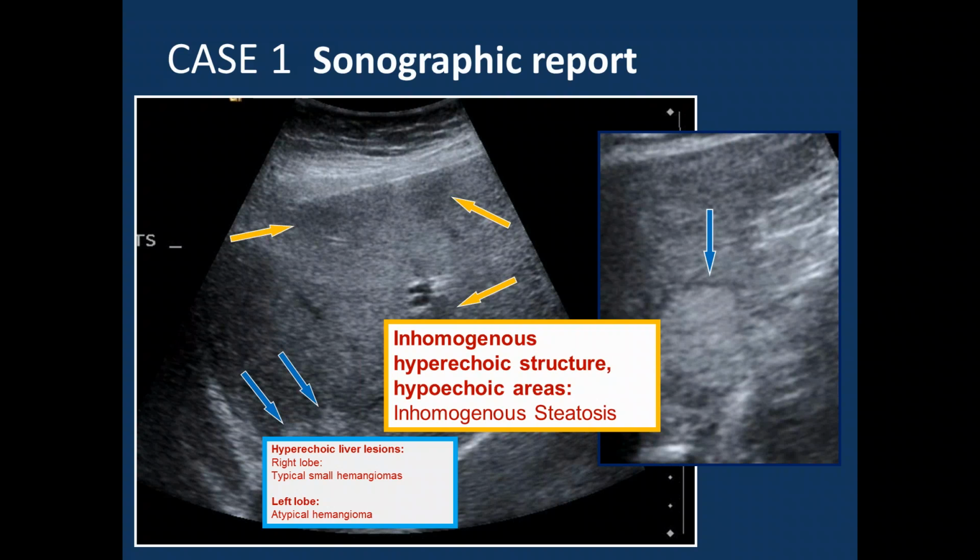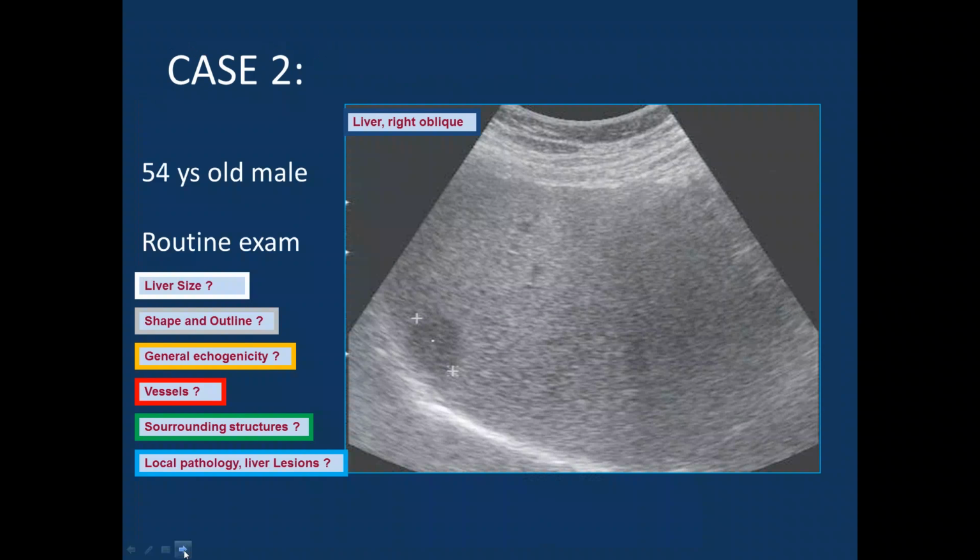So, there have been valuable contributions in the chat, and we are thankful for them. And we will move on to our next case.